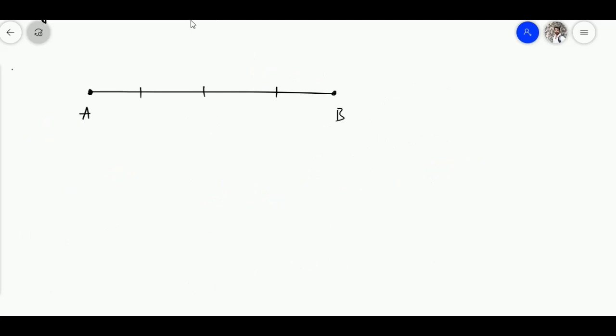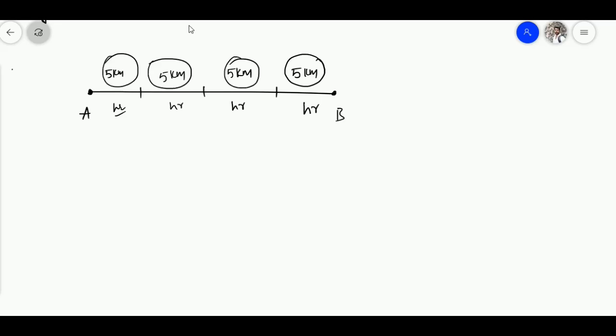Let's say you are traveling 5 kilometers in 1 hour, and also another 5 kilometers in the next hour. In the next hour also you have covered exactly 5 kilometers, and in the next hour you covered 5 kilometers again. You are covering the same distance in each given 1 hour. So this type of motion is called uniform motion.